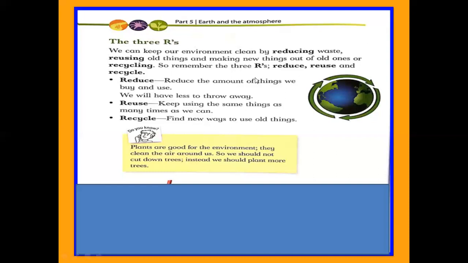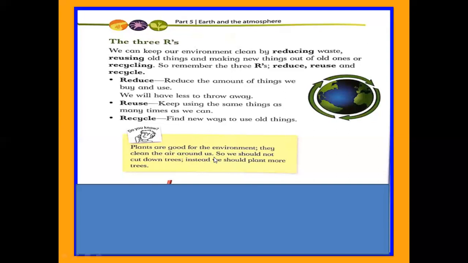I mean, what are the 3 R's? This is the 3 R's principle. Okay, these are the principles: reduce, reuse, and recycle. Now, what is reduce? Reduce the amount of things we buy and use. We will have less to throw away. Reuse, keep using the same thing as many times as we can. Recycle, find new ways to use old things.